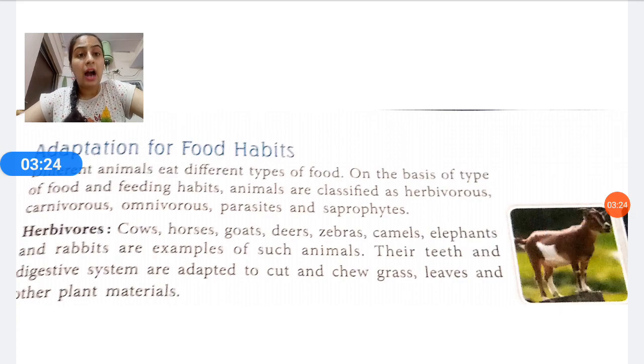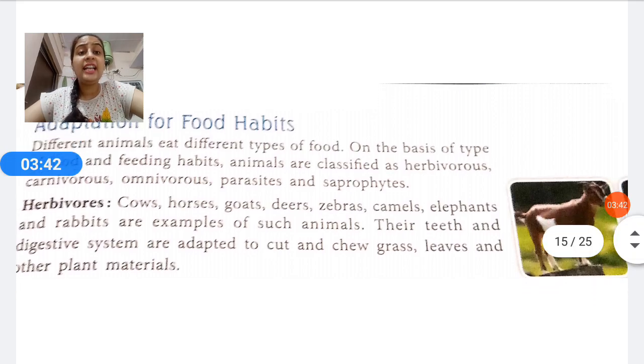Herbivorous. Cows, horses, goats, deers, zebras, camels, elephants and rabbits are the examples of such animals. Their teeth and digestive system are adapted to cut and chew the grass. How are they able to adapt to this condition?